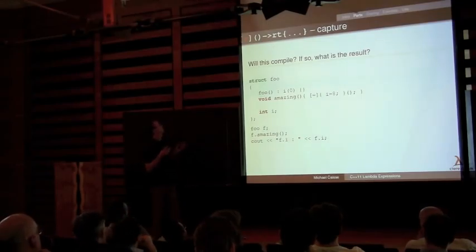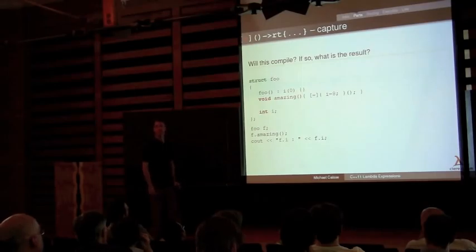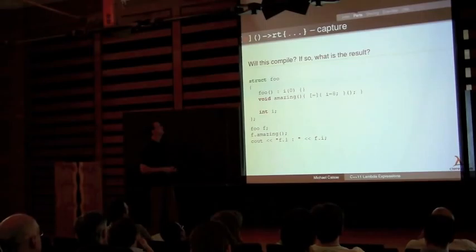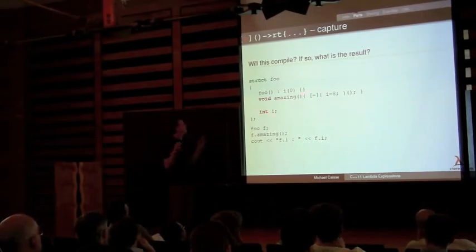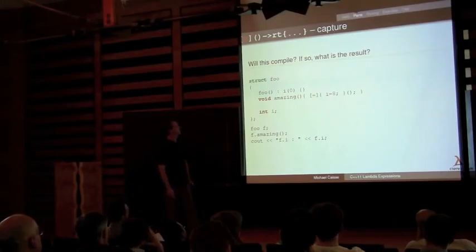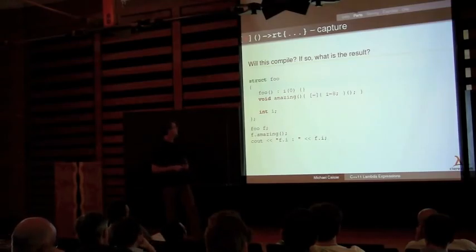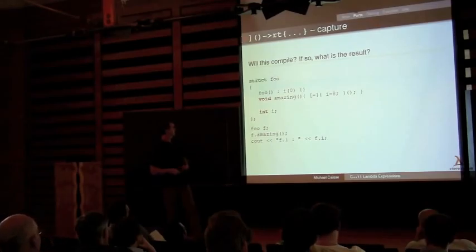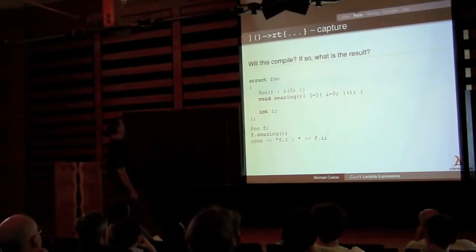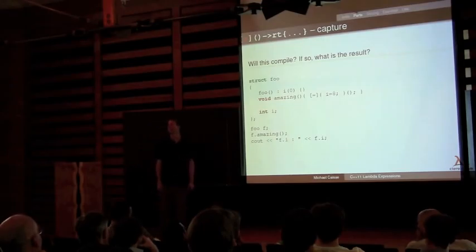All right, so the question is now, will this compile? I have a struct foo. It has a member I that's initialized to zero. This incredibly amazing method does nothing except set I equal to 8. Last line of the lambda is a target. Oh, sorry, it's a struct. I guess I'd better have another cup of coffee. You're good.